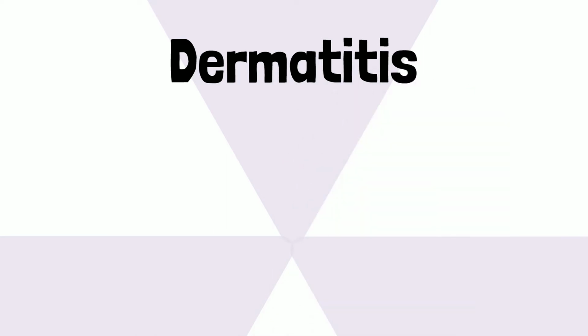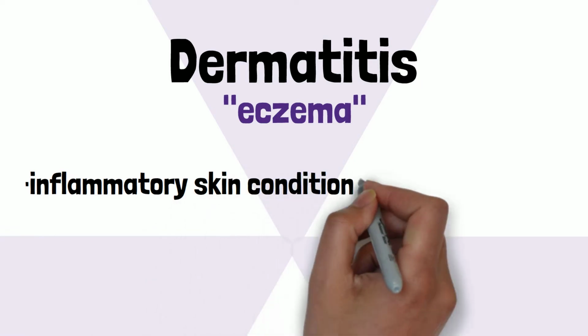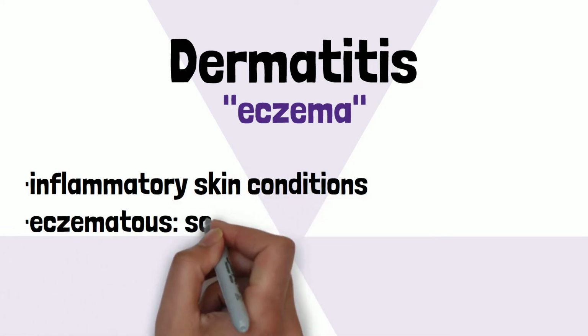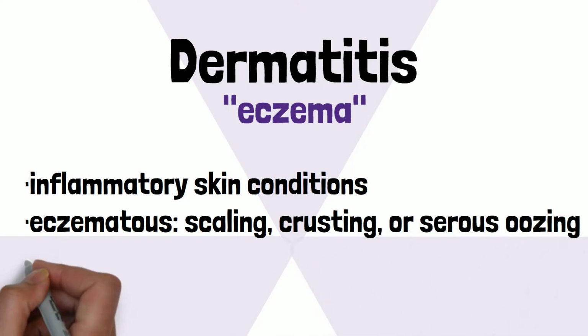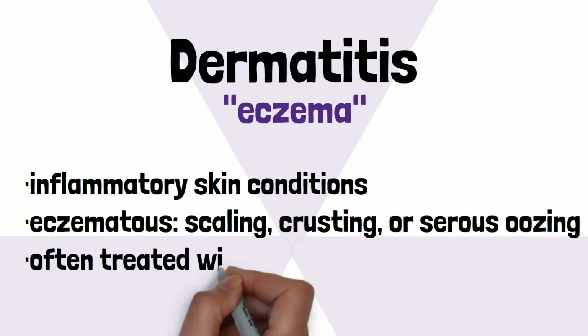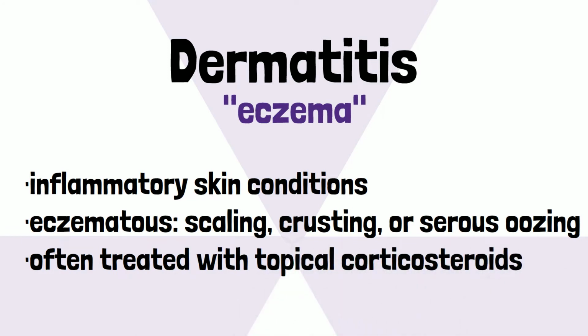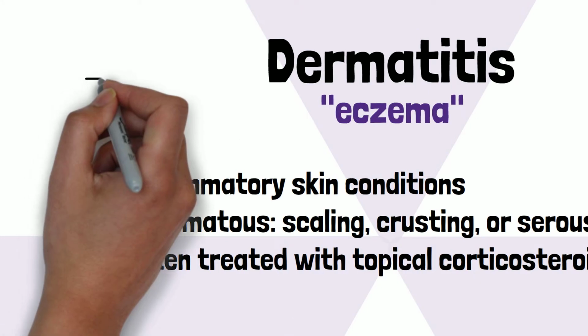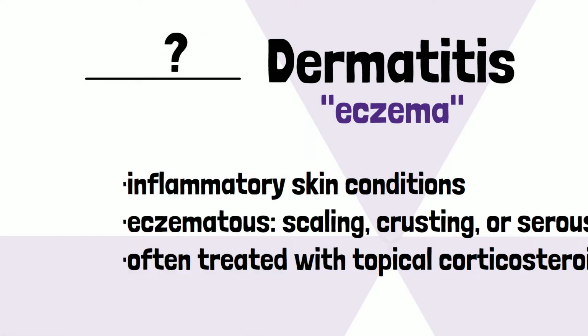Dermatitis, commonly known as eczema, is the umbrella term for a group of acute or chronic itchy inflammatory skin conditions with eczematous reaction pattern. They are characterized by scaling, crusting, or serous oozing, and often treated with topical corticosteroids. The term dermatitis is often preceded by a qualifier to describe the type of dermatitis that is present. There are different types of dermatitis, and each has classic features.